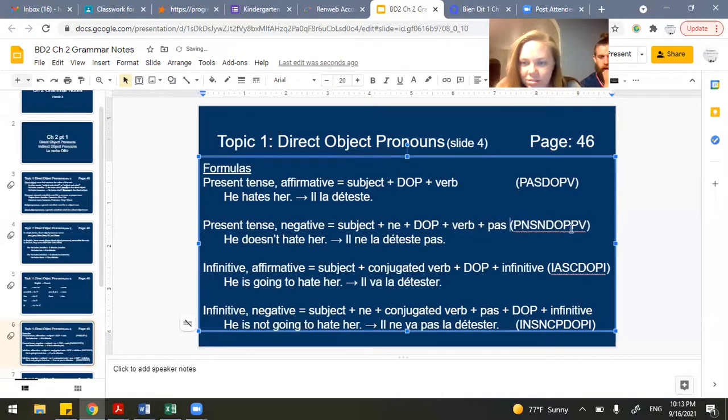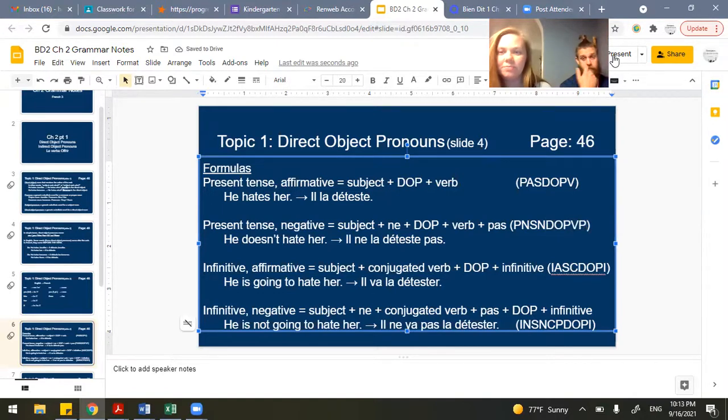So this is wrong. Sorry, guys. Sometimes I'm not perfect. So present tense negative: subject, and then your direct object pronoun, then your verb, then your pas.